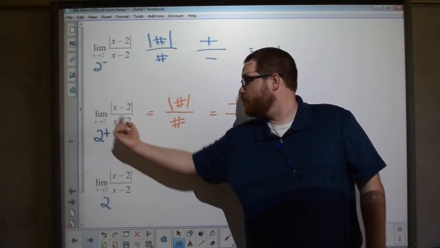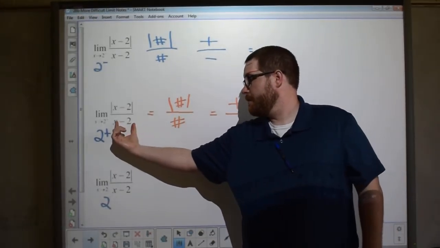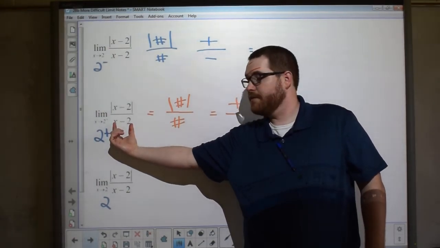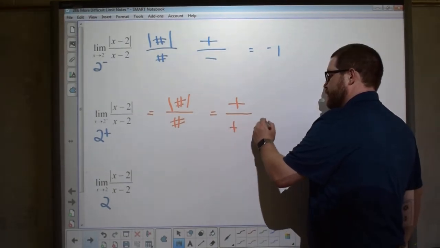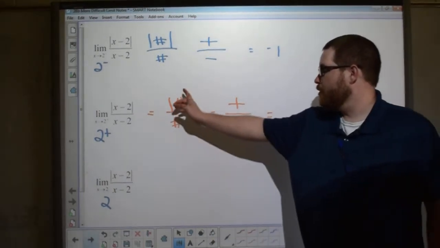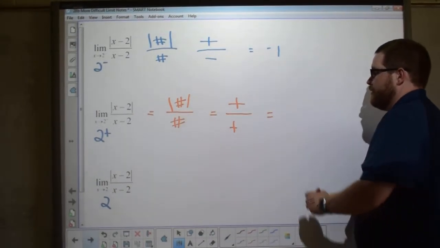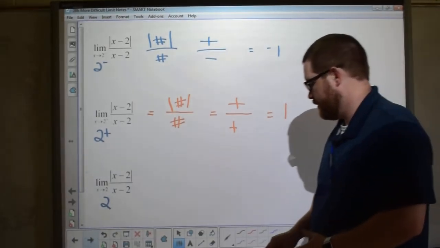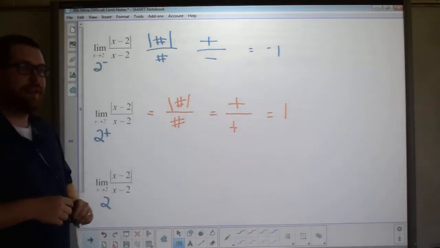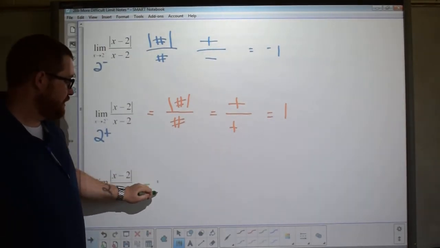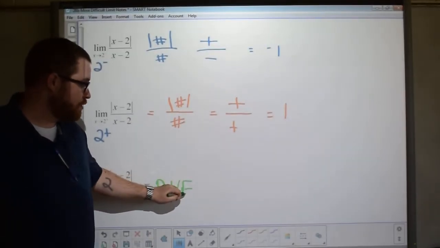The number on top is always going to be positive because it's an absolute value. If I pick a number to the right of 2, bigger than 2, 3, 4, 5, 6, 7, any number that's bigger than 2, that's also going to give me a positive number. So here I get the same number over itself and both of them are positive. That's going to reduce down to 1. Because that's negative 1 and that's positive 1, what's my limit at 2? It doesn't exist. You don't get the same thing on both sides.